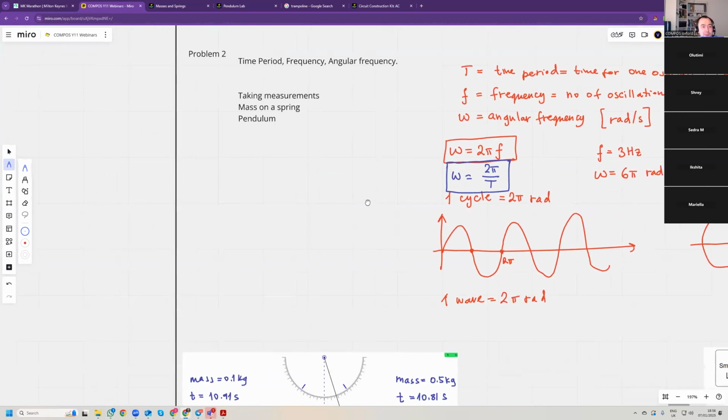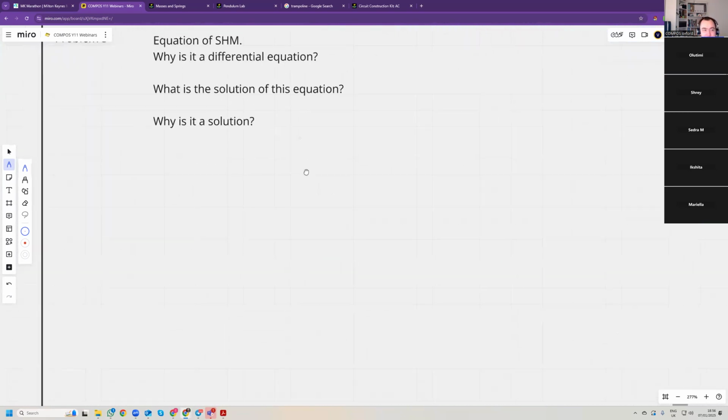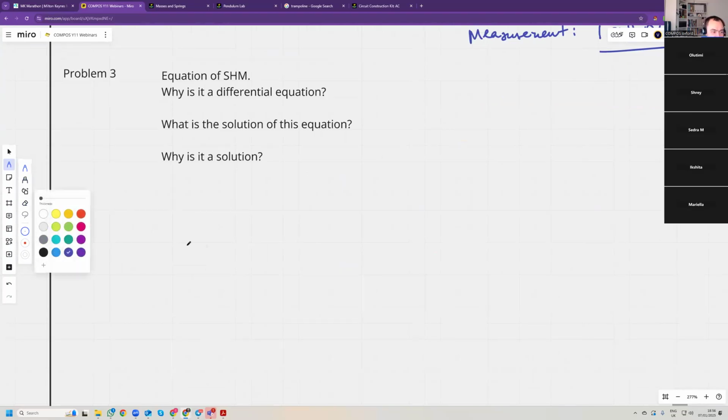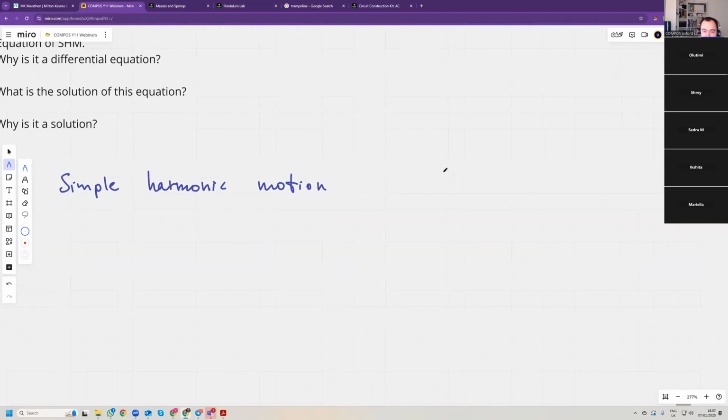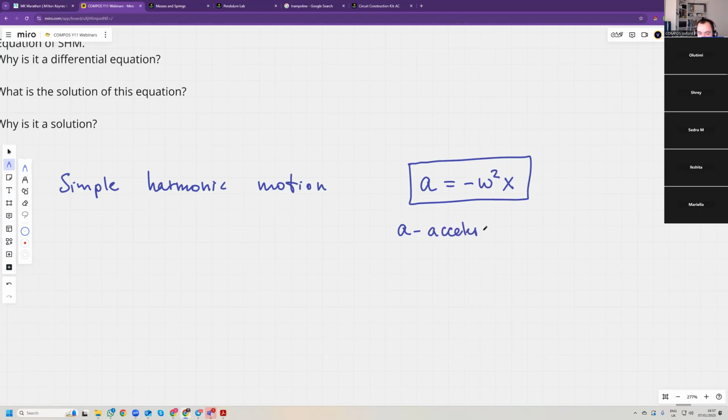Equation of simple harmonic motion. The equation of simple harmonic motion looks like this. The acceleration is minus omega squared x. This is the equation of simple harmonic motion. A is acceleration, and x is the displacement, and omega is the angular frequency.